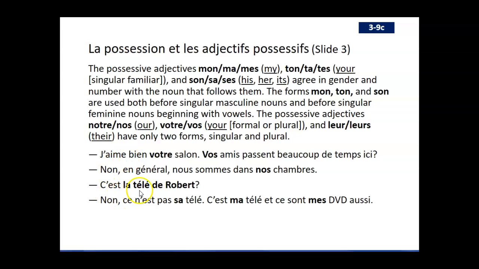Okay. C'est la télé de Robert. So in this case, I'm saying, is it the TV of Robert? In English, we would reverse that word order and say, is it Robert's TV? So the apostrophe S is what would indicate that something belongs to him. In French, we express it in a different way. Non, ce n'est pas sa télé. It is not his TV. C'est ma télé. It's my TV. Et ce sont mes DVD aussi. So they are my DVDs also.